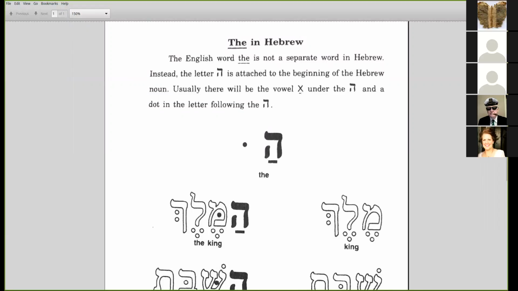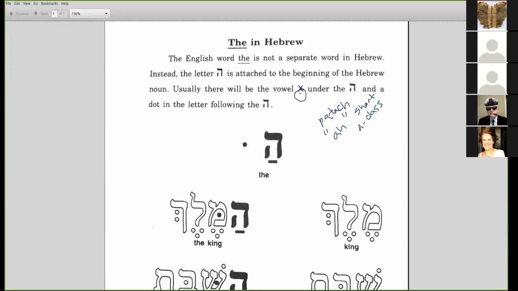Okay, so the English word the is not a separate word in Hebrew. Instead, the letter hey is attached to the beginning of the Hebrew noun. Usually there will be the vowel patach under it. So let me get to my draw here. We can look at this. So what we have here in this bar is patach, P-A-T-A-C-H, and it's a sound, and it's considered a short A class, because we know we have another a sound, that's kametz, in that sheet that I sent to you.